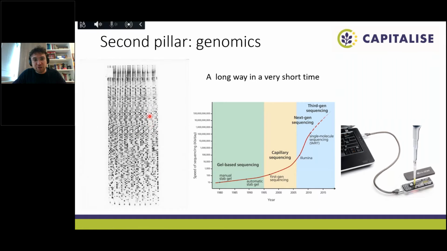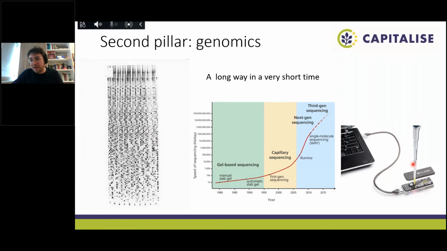This is a photo of Sanger sequencing. I'm sure that some of you will be familiar with that. And this is how sequencing was done, not in the Neolithic Revolution, but 30 or 40 years ago. This is like radioactive staining. It's a lot of complexity to get very little information, what seems to be very little information nowadays.